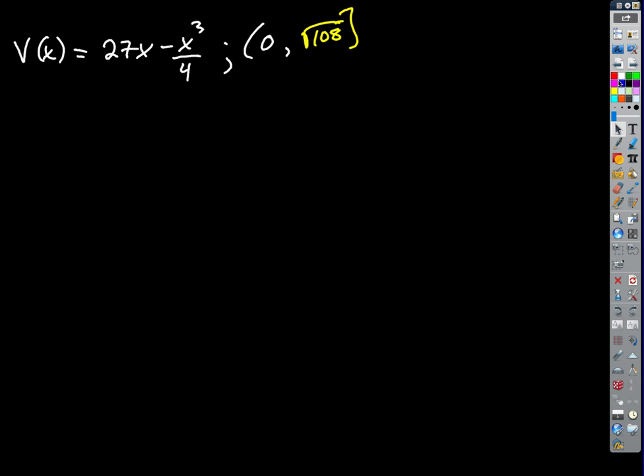So what do we do to make that table? All right, take a derivative. It's an easy derivative, it's a polynomial. What do we get? 27 minus 3/4 x squared. Okay, so there's our first derivative.